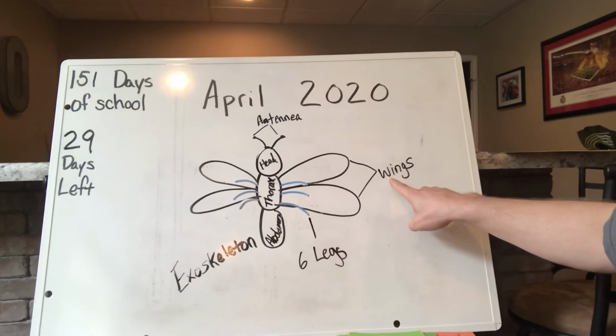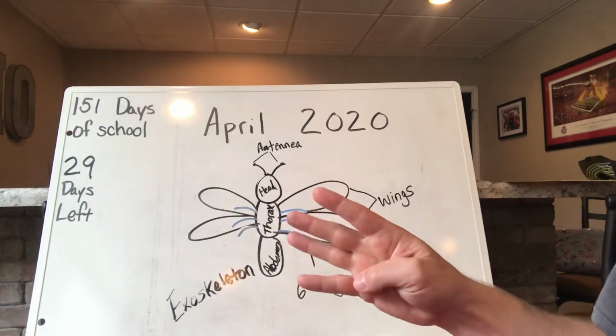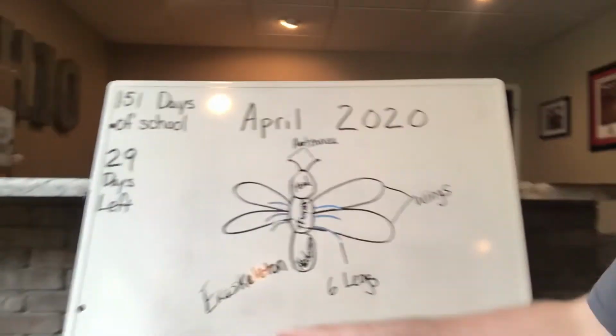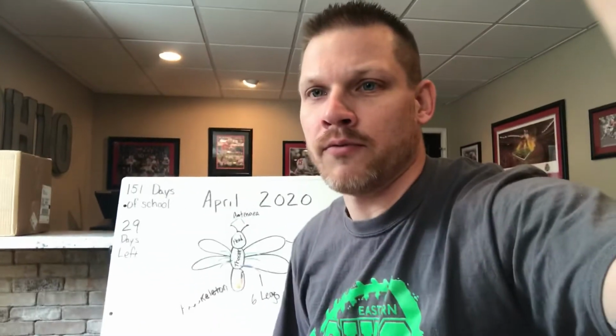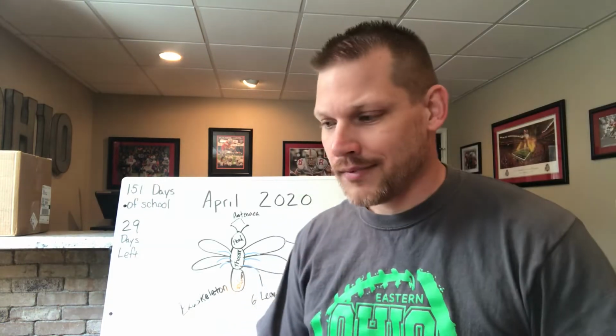Okay, we have wings. Remember, they can have 2, 4, or even 6 legs. And then we remember it has an exoskeleton. Okay? All right. Now, one other thing that I want to talk about before we read our book is insects. How do they have other baby insects?